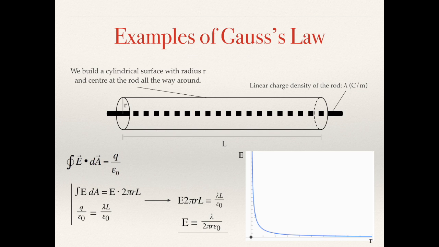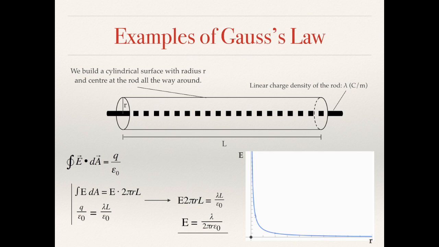For the right part of this equation, Q over epsilon 0, the Q, as we mentioned, is lambda times L. So, putting these together, E 2 pi r L is equal to lambda L over epsilon 0. And we again found that the length of the cylinder we choose does not matter, and they will cancel each other. However, this time, the radius of the cylinder matters, as is shown in the final result that the electric field is equal to lambda over 2 pi r epsilon 0.